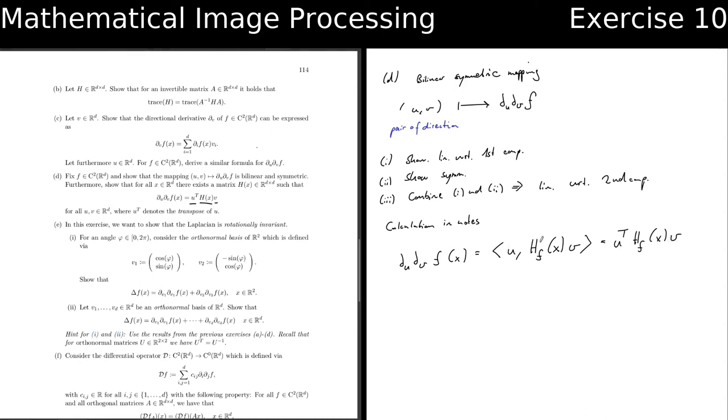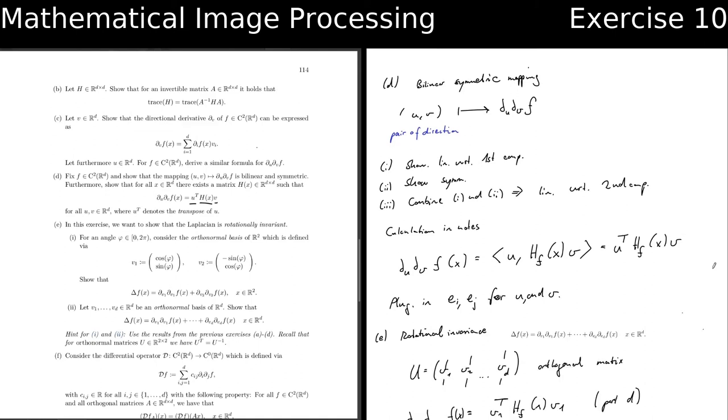That in here we really have the Hessian, we can see is true by plugging in unit vectors e_i and e_j for u and v. For the last part, let us now finally take a look at the rotational invariance of the Laplacian. We want to show that the Laplacian of f is the same as taking the second order derivatives with respect to a new orthonormal basis v1 to vd of R^d.